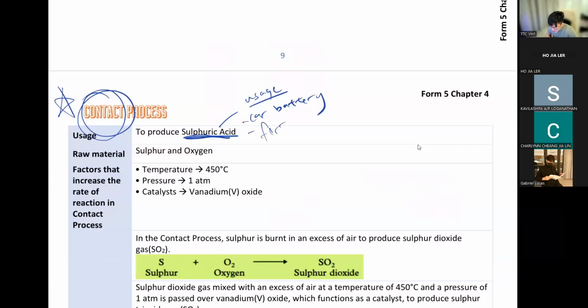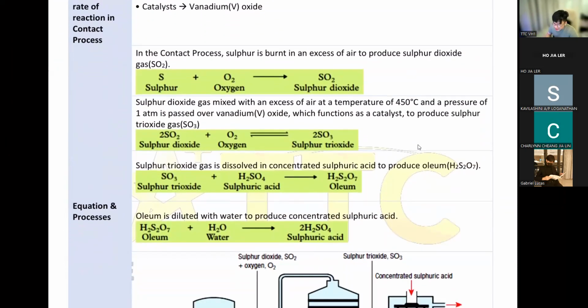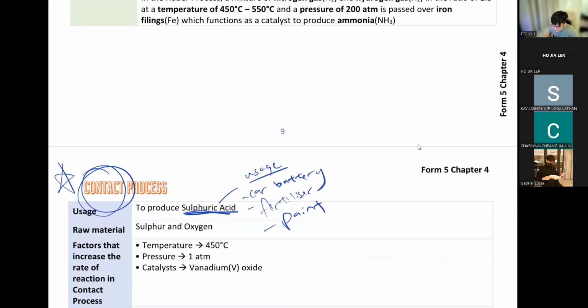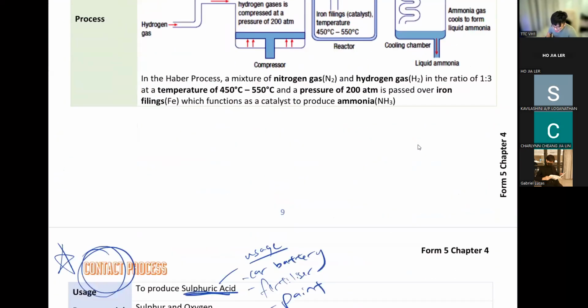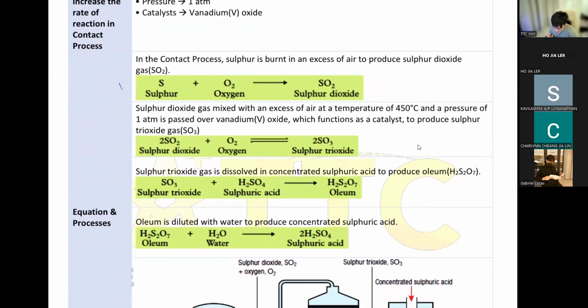Also, sulfuric acid can be used to make fertilizer, just like ammonia, and to make paint. Sulfuric acid is in your paint. All right. So again, this one is a bit more complicated. Just now, Haber process is one step, right? Now you have 4 steps.